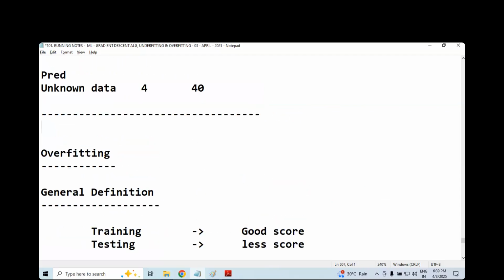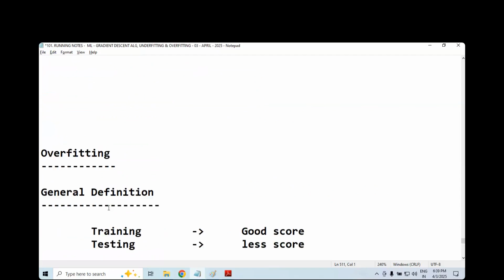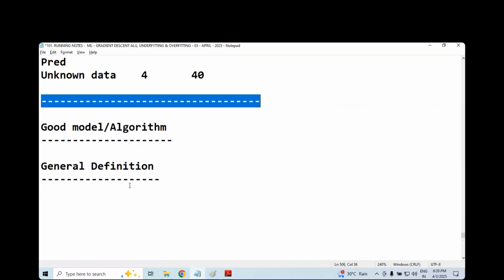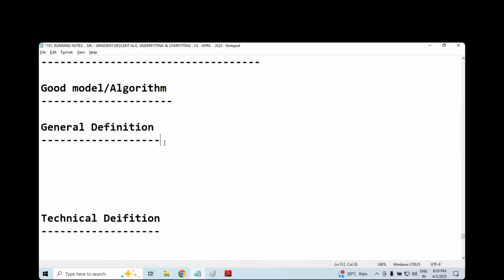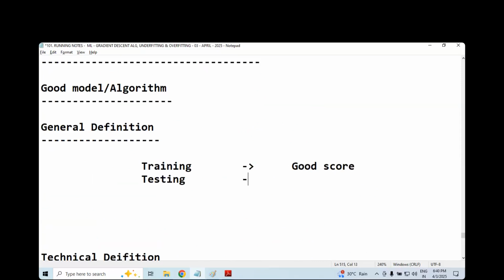Next, I wanted to tell you what a good model is, also called a good algorithm. I will tell you the general definition first, and the technical definition also. During training, good score. During testing also, good score. That is called a good model.